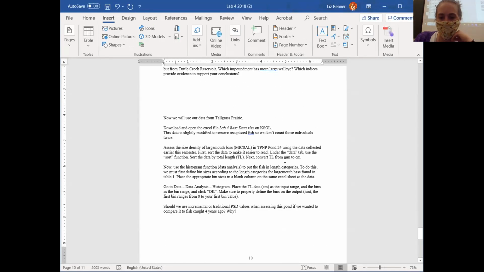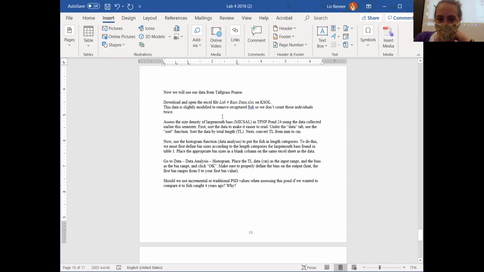Next up, oh, sorry, we're supposed to sort these by total length. All right, so we can change those. Instead, we can sort by column C. So now they should all be sorted.